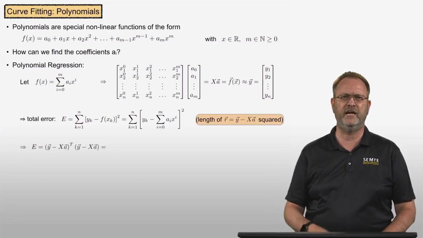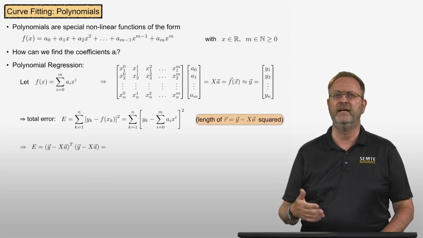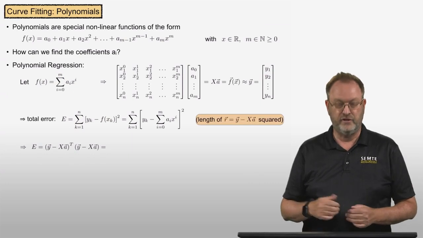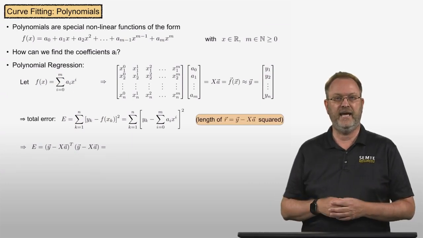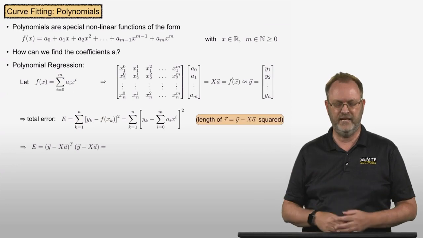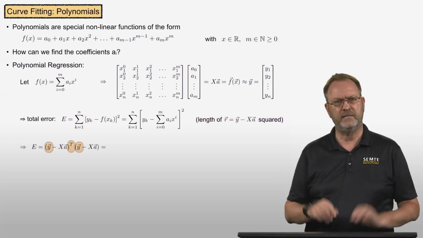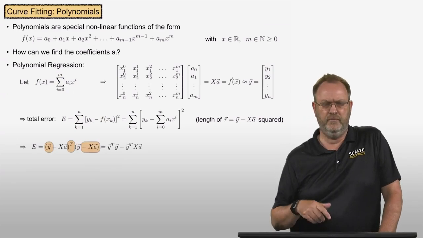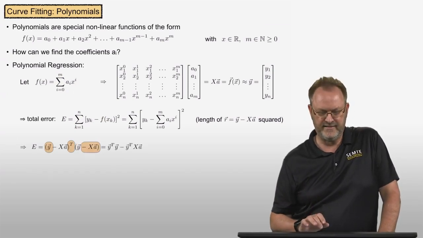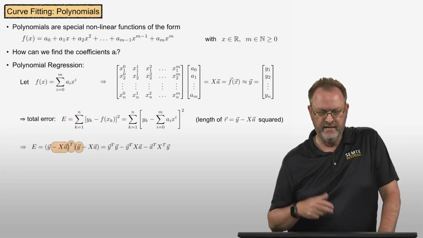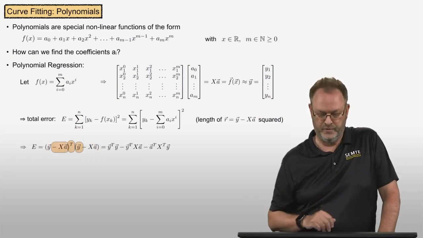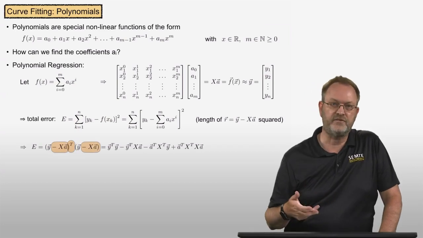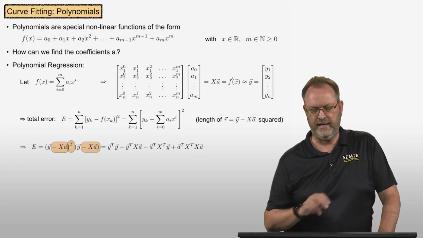If you recall from linear algebra, how do I calculate the length of a vector squared? I'm taking the transpose of that vector times the vector itself. So this would be (y minus X a) transpose times (y vector minus X a). Let's multiply this out. So I get y transpose times y, then minus y transpose times X a, and now minus a transpose X transpose times y, and then finally plus a transpose X transpose times X times a.